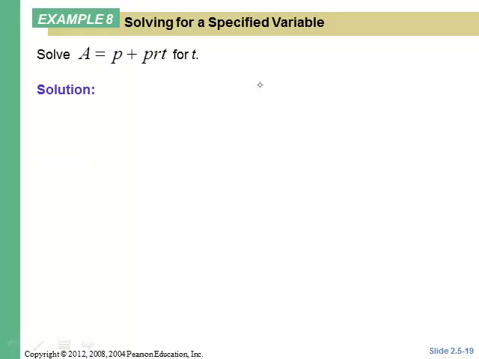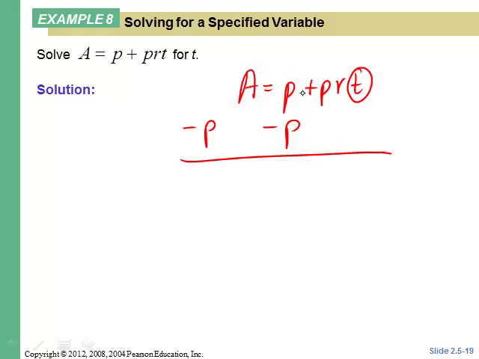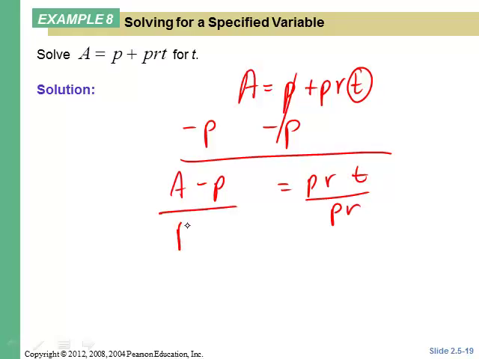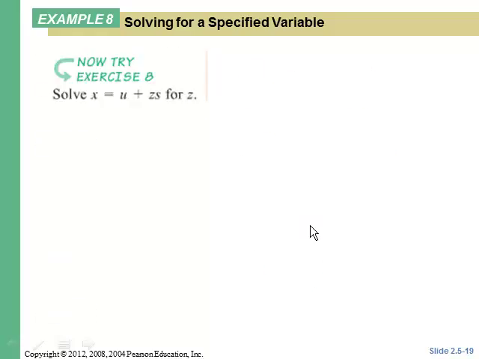Okay, another one. A equals P plus PRT, and we want the T all alone. So we're going to subtract P from each side, and we get A minus P equals PRT. Divide both sides by PR, and we get T equals A minus P over PR. You see the value of circling the T so that you remember what you're trying to get all alone. Okay, you try this one.